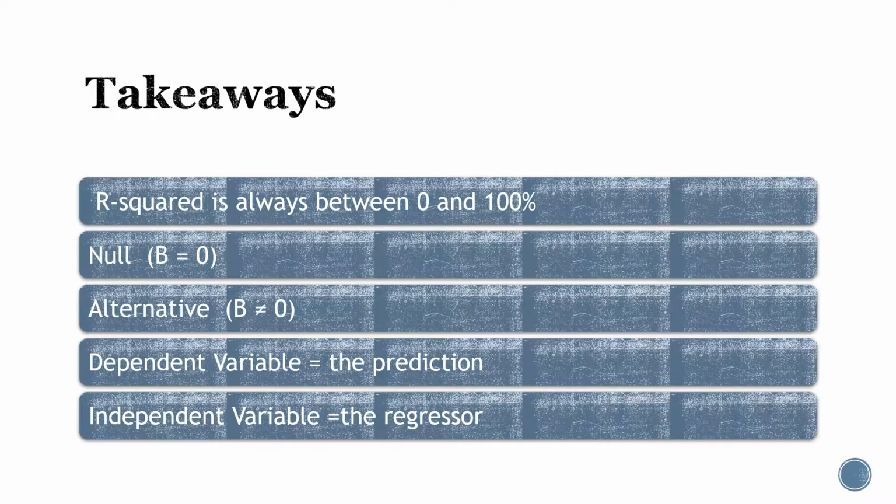Here are some takeaways from today's presentation. R squared is always between 0 and 100%. One way to express the hypotheses for regression is, for the null hypothesis, the slope of the regression is 0. For the alternative hypothesis, the slope of the regression is non-zero. As we define our hypothesis test, the dependent variable is what we predict, and the independent variable is the regressor.